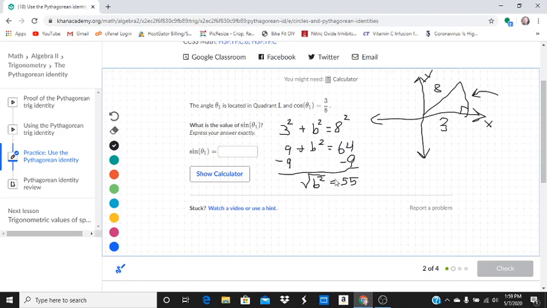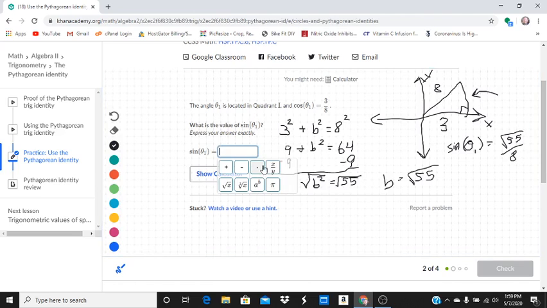Take the square root of both sides. And b is just equal to the square root of 55. Now, you can't really simplify that much because 55 breaks down to 5 times 11. Neither 5 nor 11 are perfect squares, so we can't pull those out of the square root sign. So we're just going to leave it as the square root of 55. So the sine of theta 1 is going to be the square root of 55 over 8.